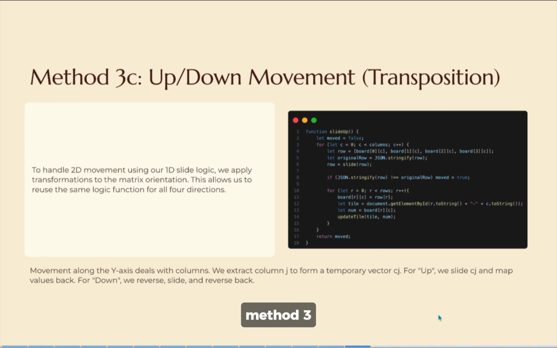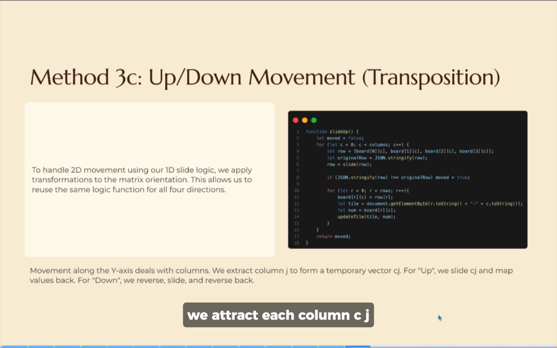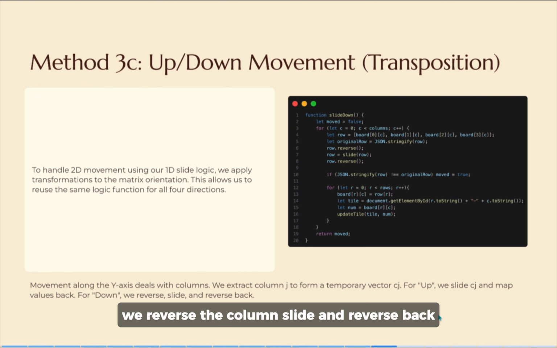Method 3c, up and down movement. Vertical movement operates on column vectors. We extract each column Cj and treat it as a vector. For up, we apply slide to Cj directly, and for down, we reverse the column, slide, and reverse back.